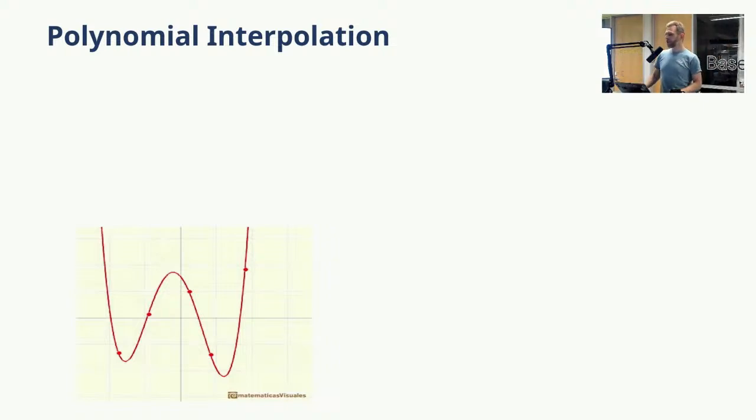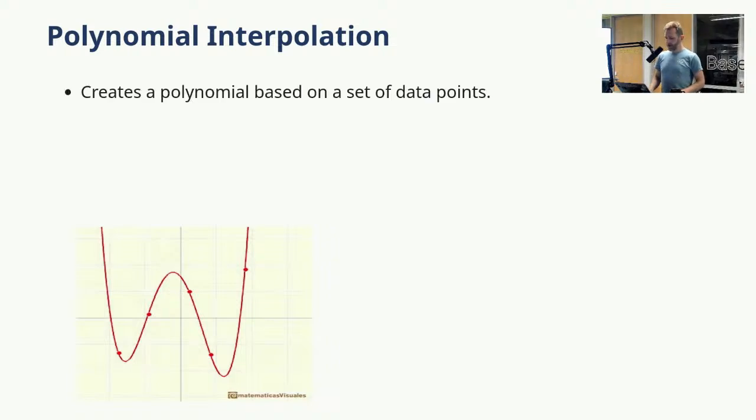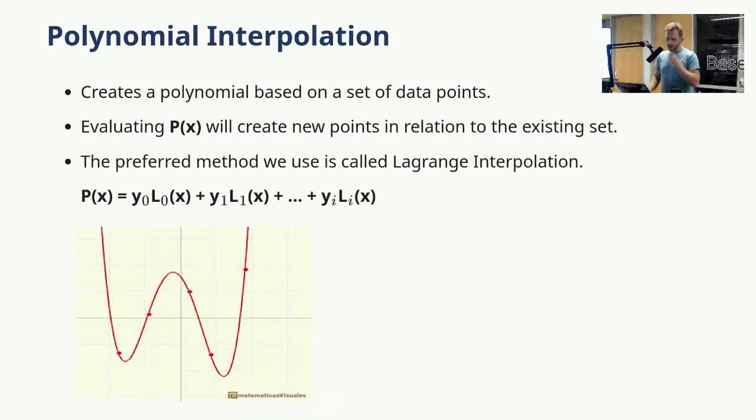With interpolation, you actually do the reverse. You start with a set of data points, and you use those data points to create a polynomial. So the preferred method that we use to do this is called Lagrange interpolation. Again, you don't really need to know any of this stuff. I'm just trying to sort of demystify it for you. So this is what's going on underneath the hood.